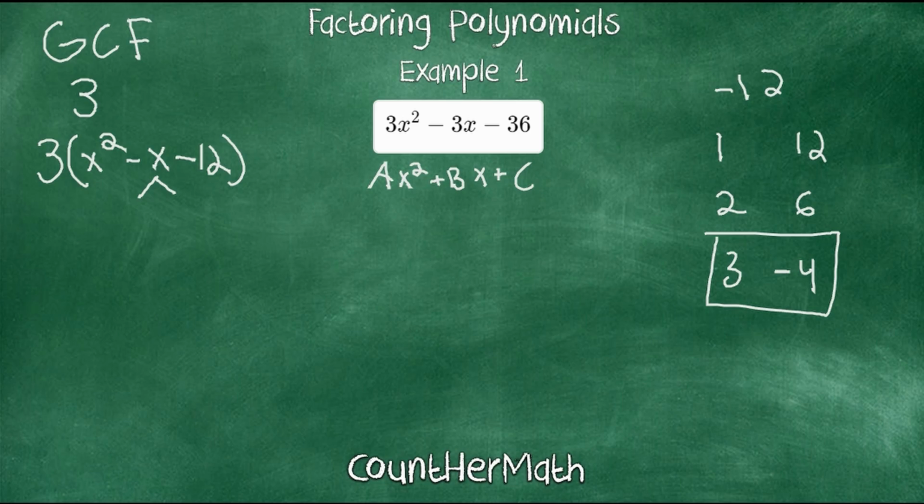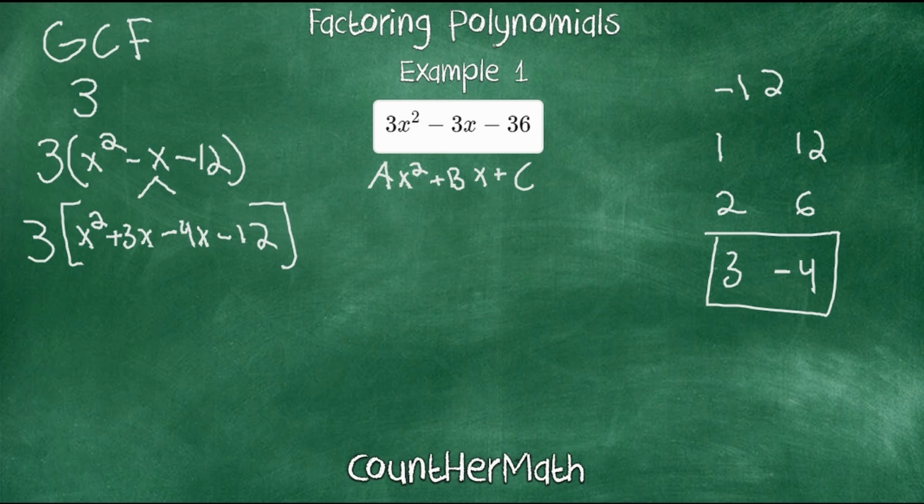So now what I can do is come back to my problem. And now that I know that it's 3 and negative 4, I'm going to split that center term to be positive 3x and negative 4x. And I haven't actually changed the problem here. I've just made it that way I can group the problem. And we don't want to forget this 3. It's going to follow us all the way through this problem.